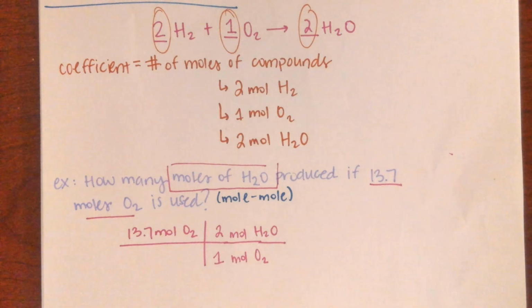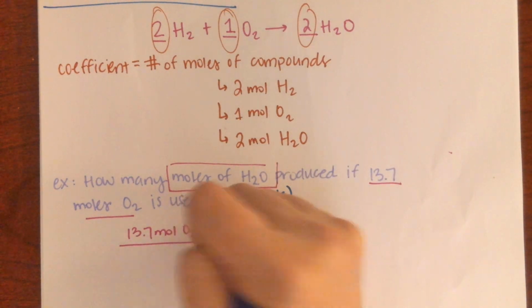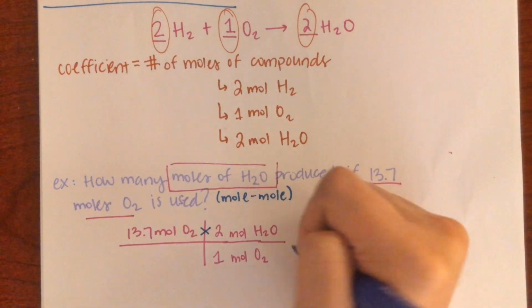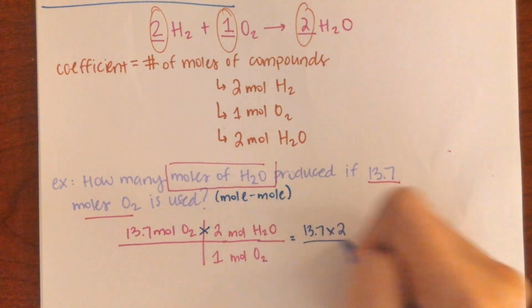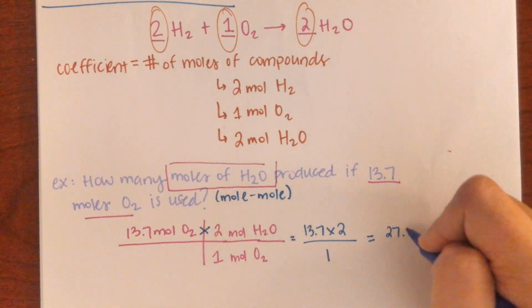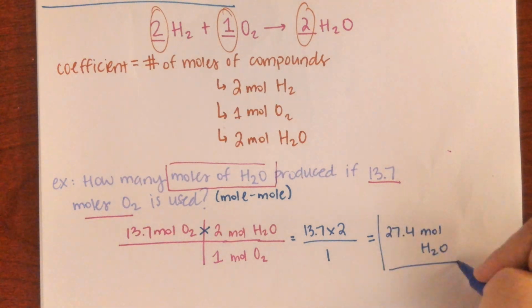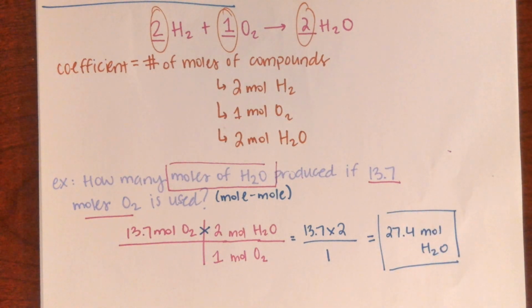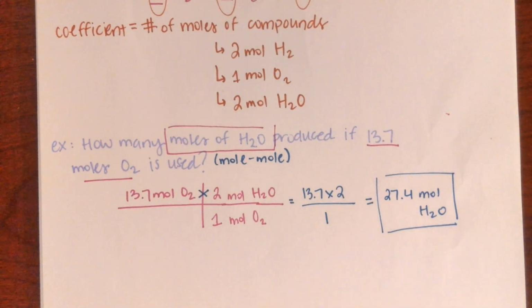Now the setup is done. We just solve right now. So I have 13.7. So this is like a ratio. So numbers next to each other you multiply, then divide by the bottom. So this is pretty simple. It's just 13.7 times 2 divided by 1, which is just 13.7 times 2. That is 27.4 moles of H2O. Okay? So that's a mole to mole example.